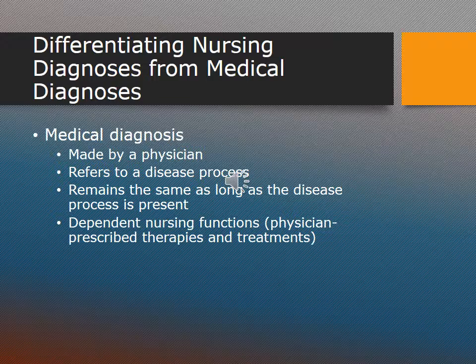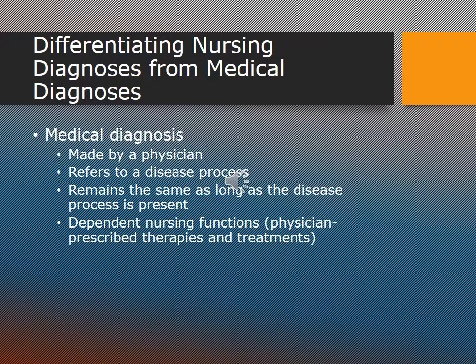Medical diagnoses are different. They're made by a physician or an advanced practice nurse, and they refer to a disease process. Medicine is always looking at a disease process, and it remains the same as long as the disease process is present. It doesn't change frequently. And dependent nursing functions, physicians prescribe therapies and treatments. And when I say dependent, that means you are dependent on a physician or an advanced practice nurse to be able to implement a therapy because you need an order to implement it. Independent nursing interventions are things that you can do all by yourself with no orders or clarification from anyone else.